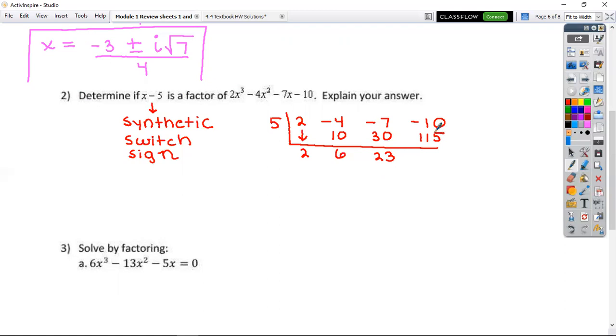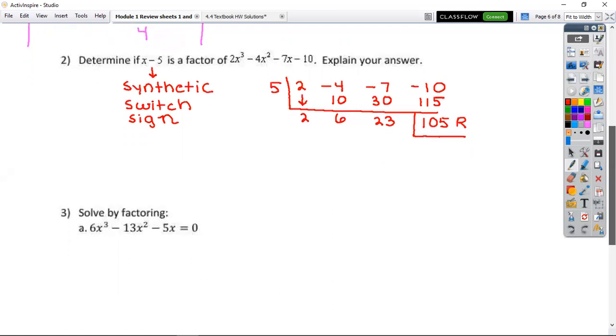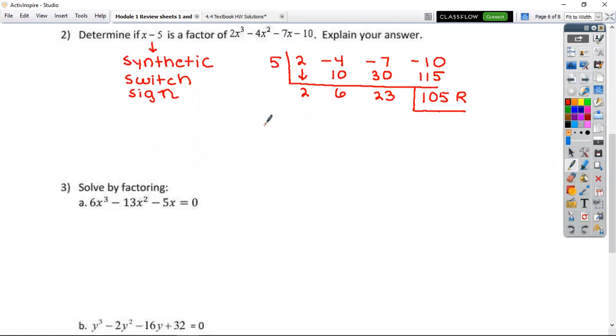And 115 minus 10 would give me 105 as my remainder. All right, now you have to draw your conclusion. So does this one work? No, not a factor. So you're going to summarize this and you're going to say no, x minus 5 is not a factor.